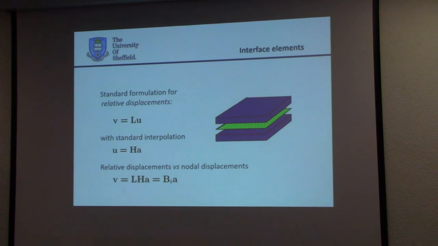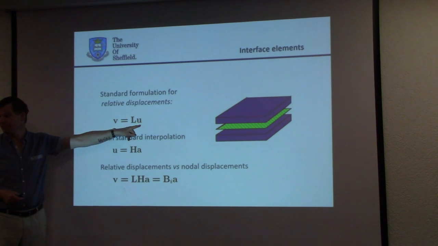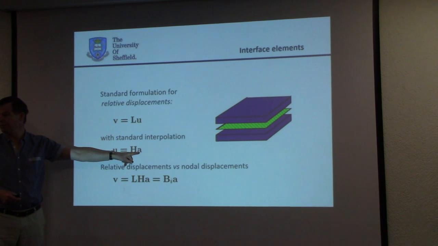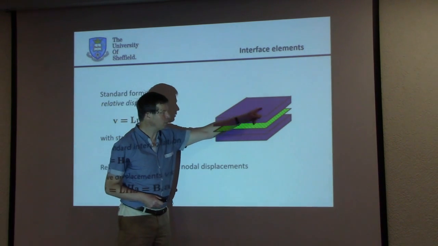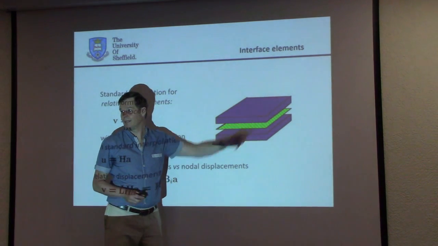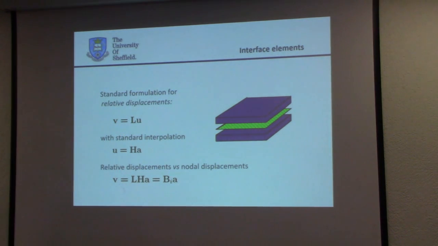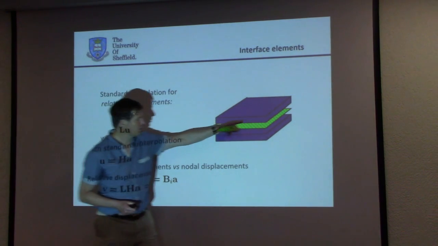Yes? What's exactly the difference between U and A? U and A. So V equals L times U, where U are the nodal displacements. This is the continuum displacement. This is the displacement at the nodes. So what exactly is it? Well, U is a displacement that can be anywhere in the element. And in a standard finite element way, you interpolate the displacement by polynomials times the values at the nodes.